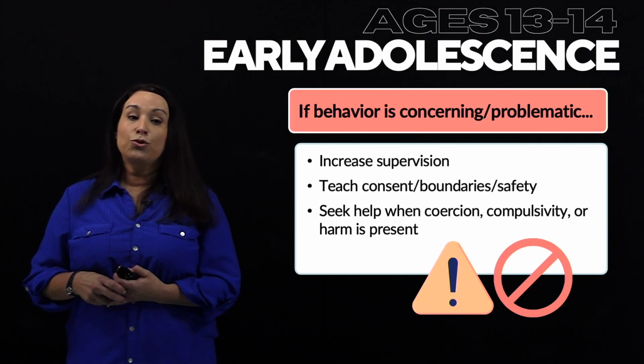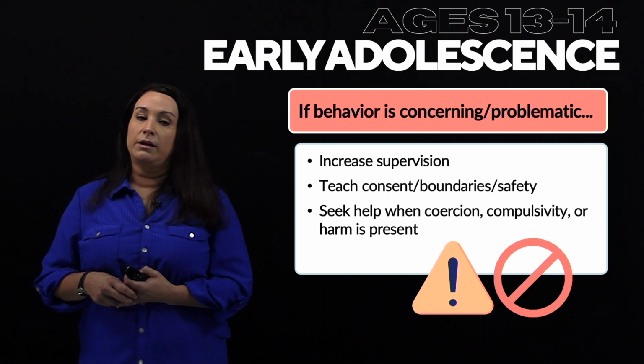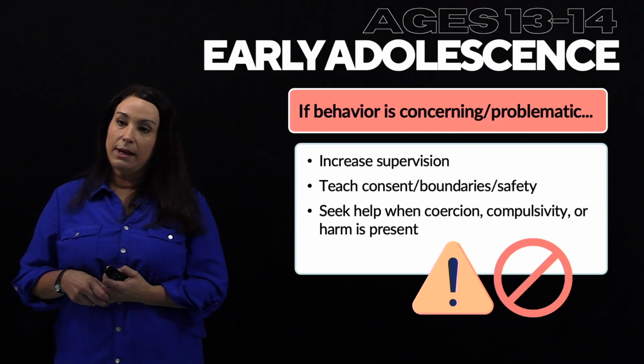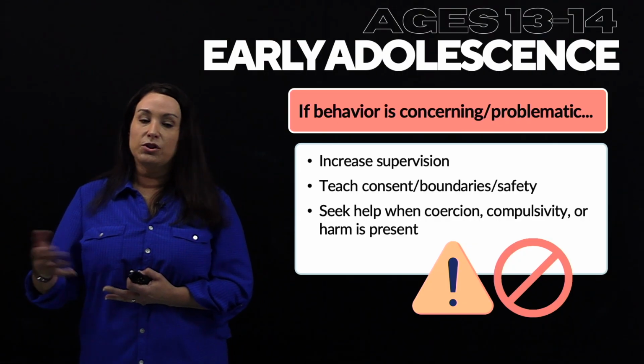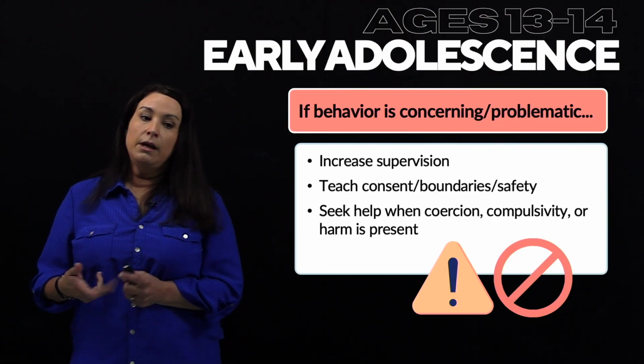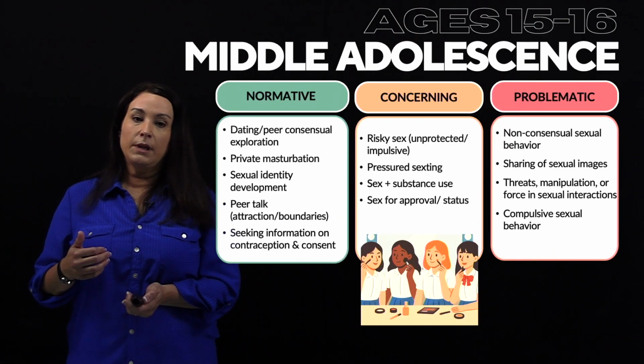Boundaries as well, healthy boundaries, not having boyfriends or girlfriends who are controlling or manipulating, and the same goes for the child. Safety online is incredibly important. Seek help when there's coercion, compulsive behavior, or harm present.